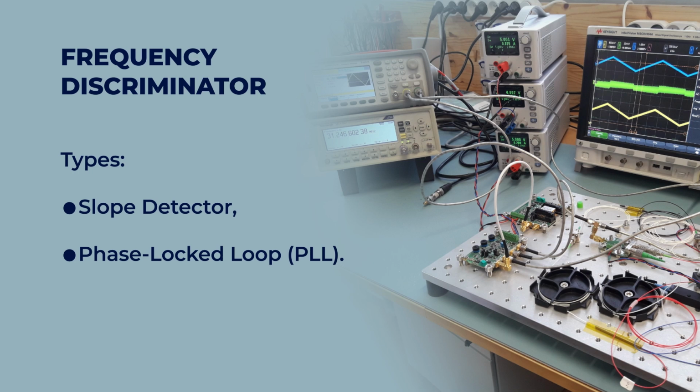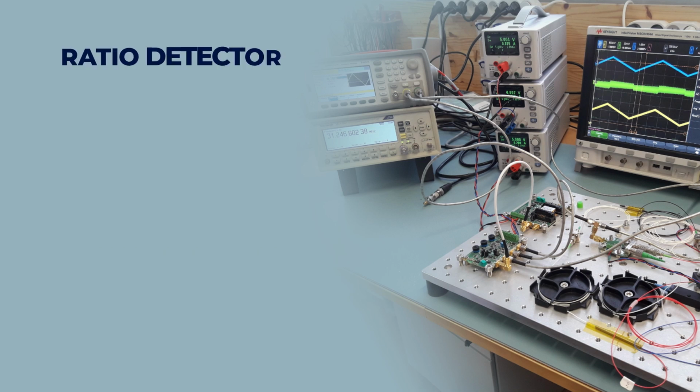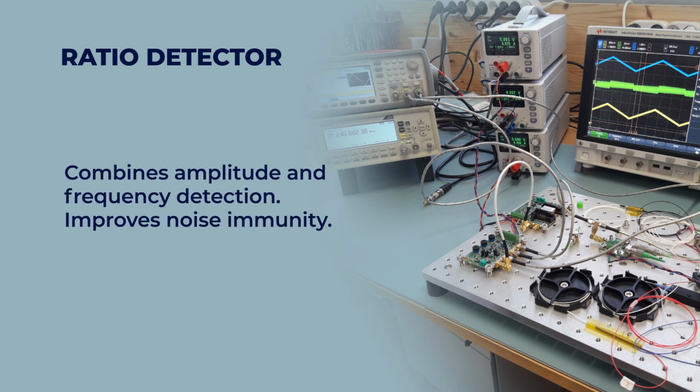Phase locked loop (PLL), a more sophisticated approach that locks onto the carrier frequency and tracks the variations to demodulate the signal accurately. Ratio detector. A ratio detector is a type of frequency discriminator that uses a combination of amplitude and frequency detection to improve noise immunity. It produces an output signal that is less sensitive to amplitude variation, making it more robust against noise. In conclusion, frequency modulation is a powerful technique that encodes information in the carrier wave by varying its frequency. Understanding these concepts is crucial for anyone involved in the field of telecommunication and signal processing.